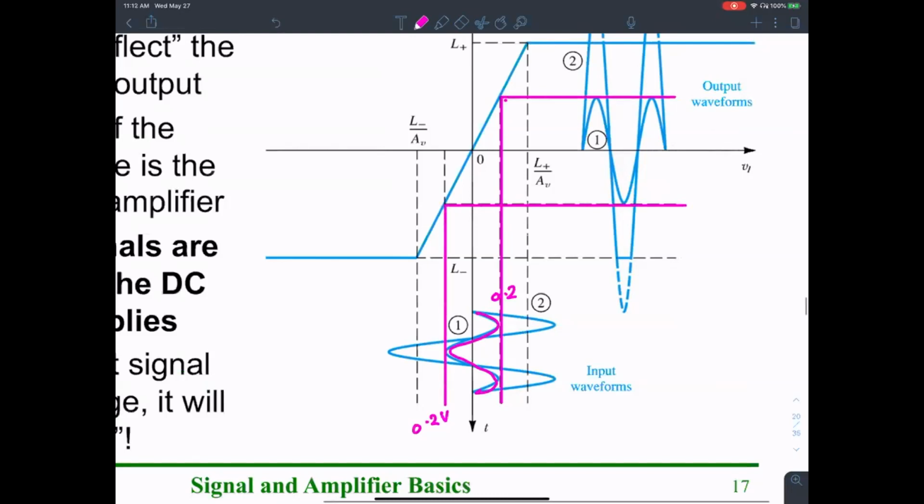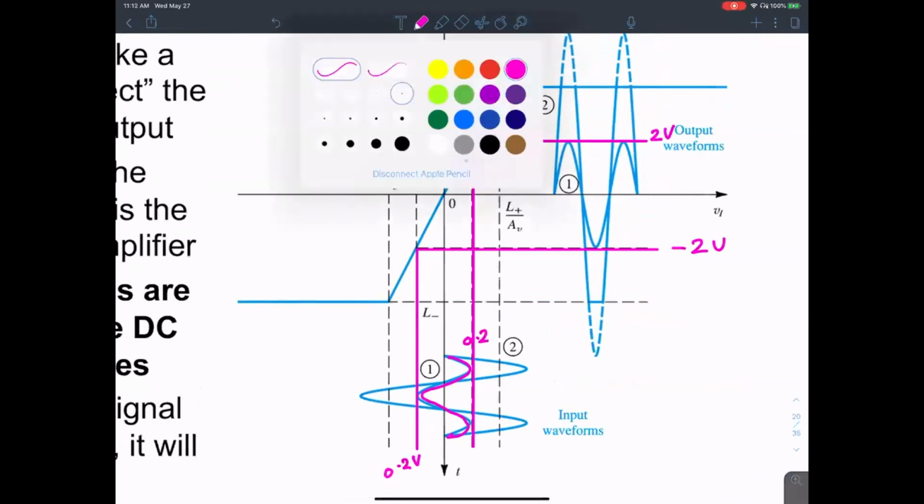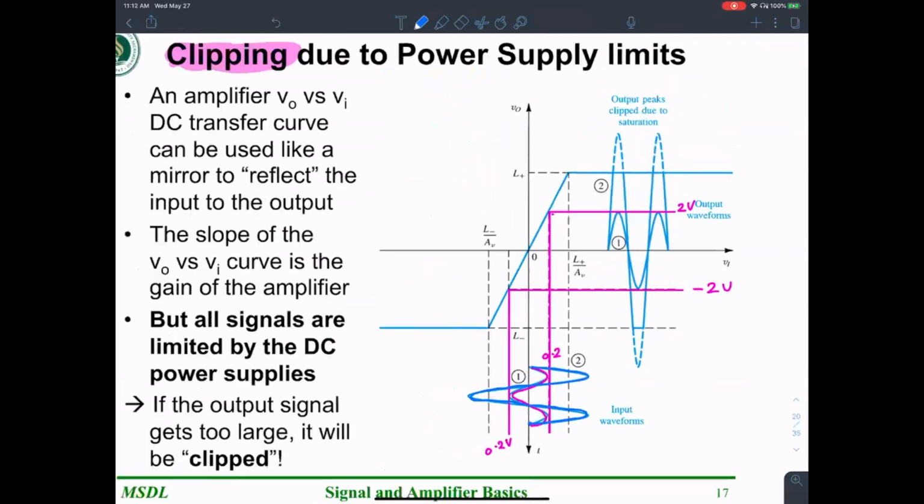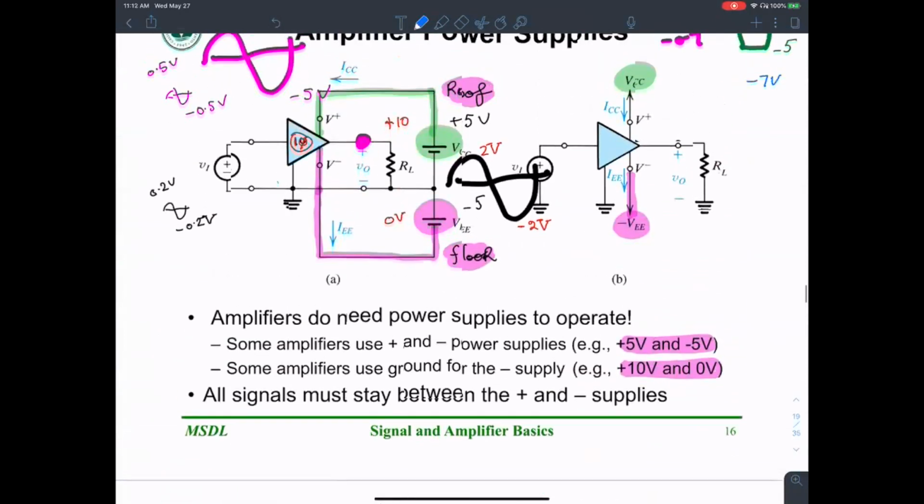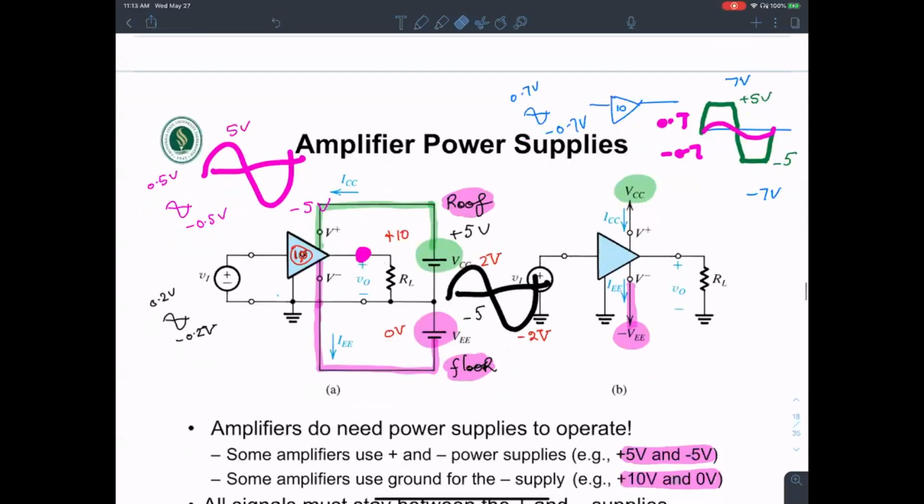Okay, if the amplifier gain is 10, this is going to be positive 2 volts, and this is going to be negative 2 volts. Let's assume the other one, this sine wave, has the range of, what number did we see earlier that gave us a problem? 0.7, right? This gave us a problem with the clipping. That's the one I want to show down below.